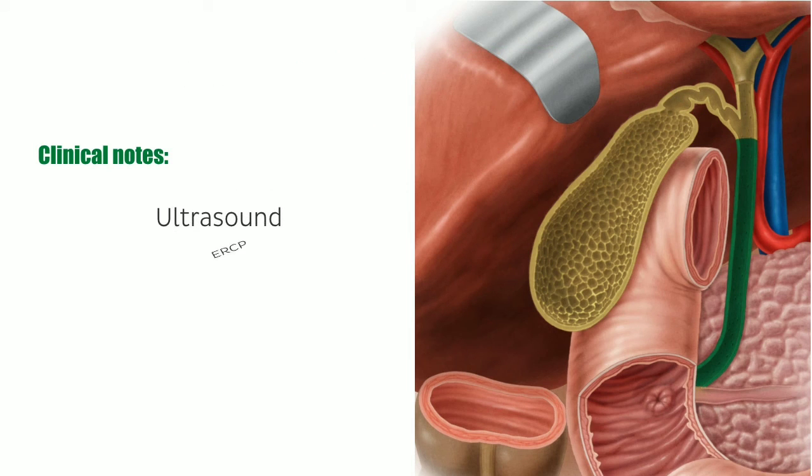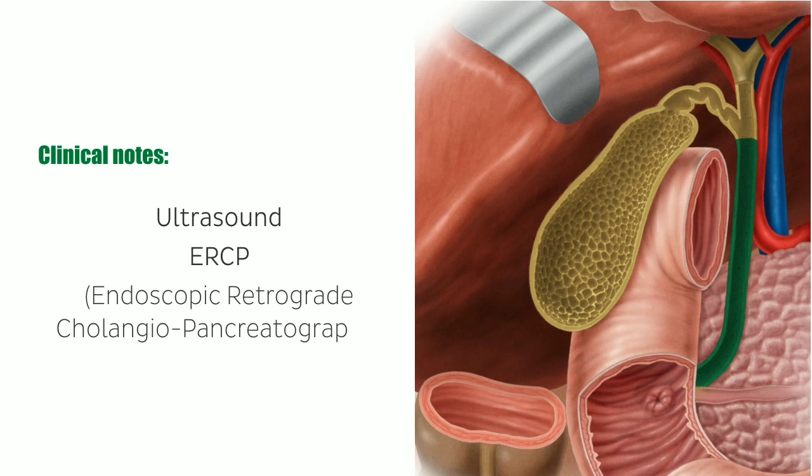Gallstones are usually diagnosed by ultrasound or by a procedure known as ERCP, which stands for endoscopic retrograde cholangiopancreatography. ERCP can also be used as a treatment for choledocholithiasis by removing gallstones from the common bile duct.